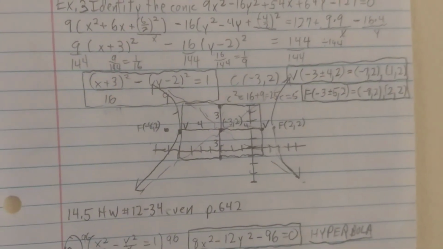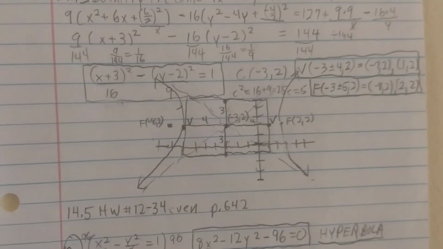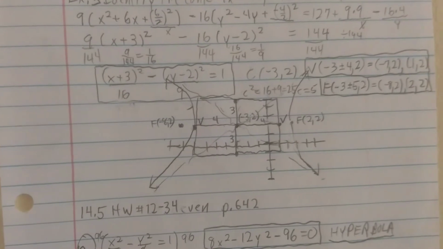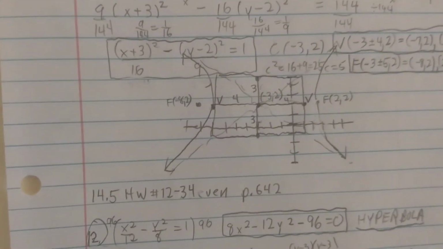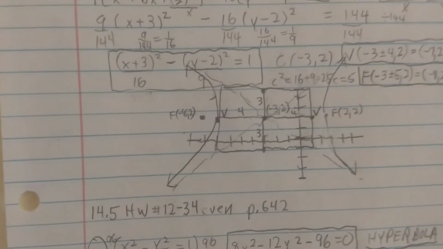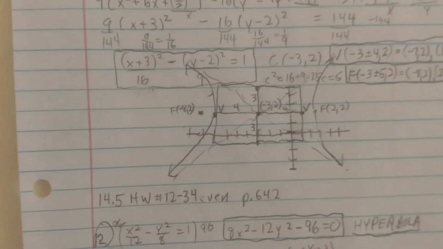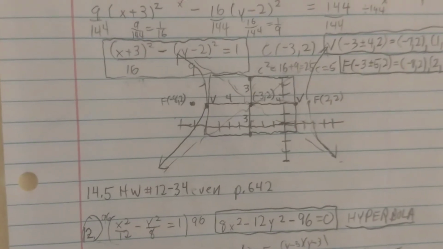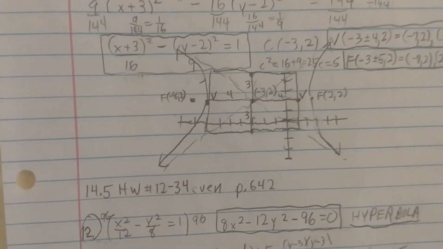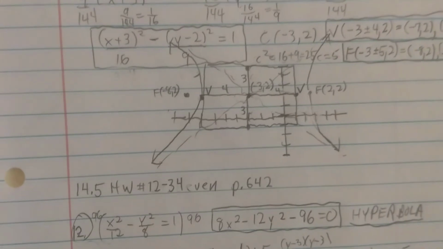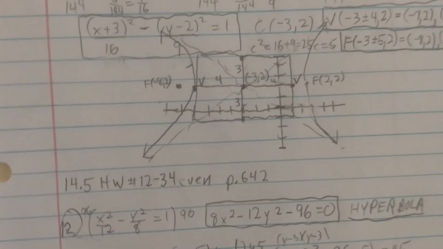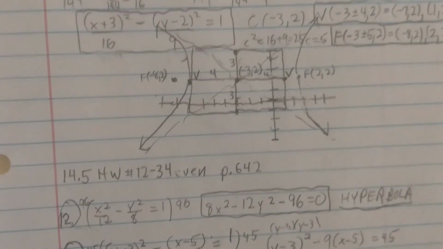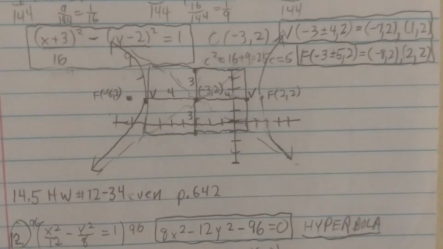So now we're back to setting it equal to 1 for the hyperbola like we did last time. So we divide everything by 144, and on the calculator, 9 over 144 comes out to 1 over 16, and 16 over 144 comes out to 1 over 9. So our final equation for the hyperbola is x plus 3 squared over 16 minus y minus 2 squared over 9 equals 1. So it's opening on the x, and now we have to figure out our vertices and focus points.